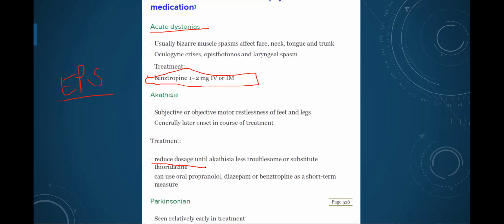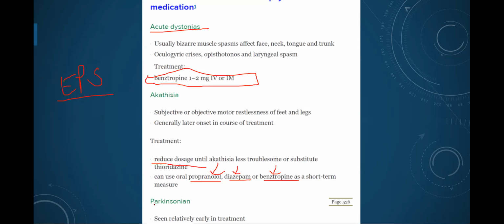If reducing the dose doesn't help, then try propranolol, diazepam, or benztropine. Okay, so either propranolol, diazepam, or benztropine should be your second line treatment for akathisia. First, try to reduce the dose. See if the symptoms resolve or not.